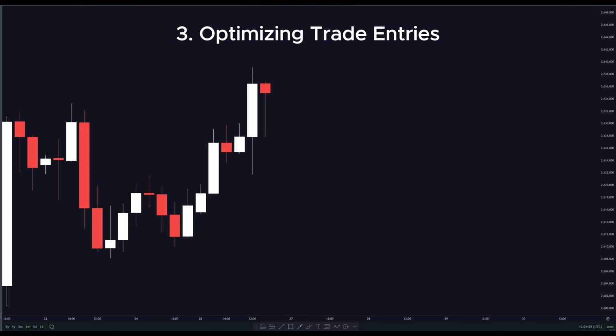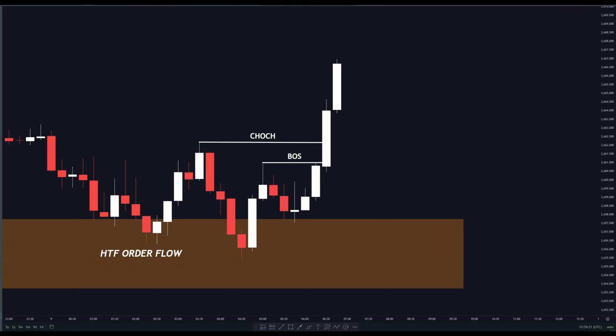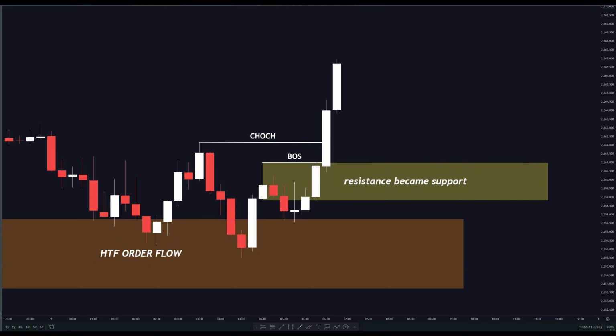Optimizing trade entries. Analyzing multiple timeframes allows traders to identify optimal trade entries and exit points. Now imagine you were waiting for a pullback at this order flow area and want to open a long position here. But by executing here, your stop loss will be too big. So to optimize your trade entry, you will zoom into 2 times lower time frame and look for any change of character. Then you will execute your long position with low risk and high reward.